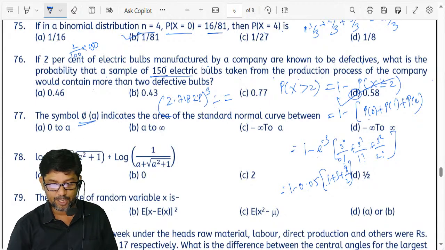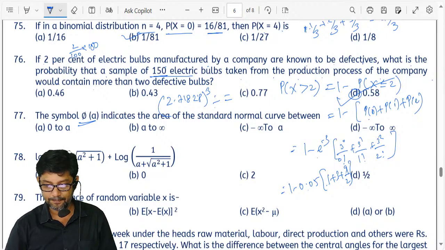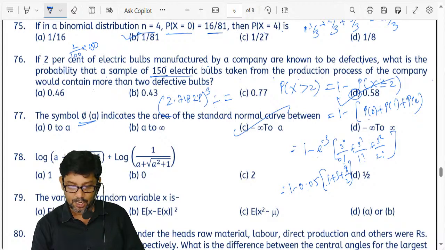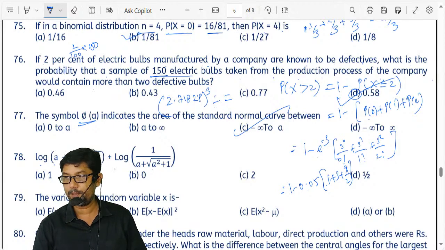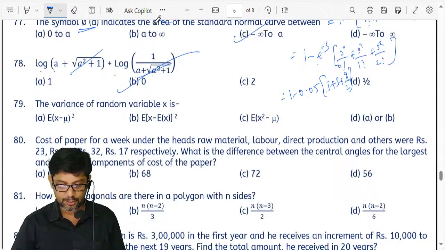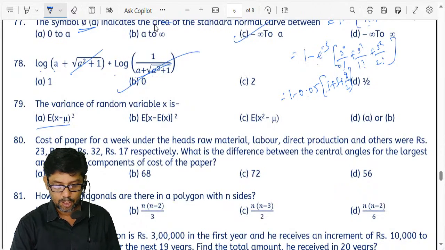The symbol of phi of A. What is symbol of phi of A? Minus infinity to A. It's a one word question. Log of A plus root of A square plus 1, plus log of 1 by A plus root of A square plus 1. When you multiply both, it gets cancelled. Log 1 is nothing but 0. Very simple question. The variance of a random variable, option A as well as option B.